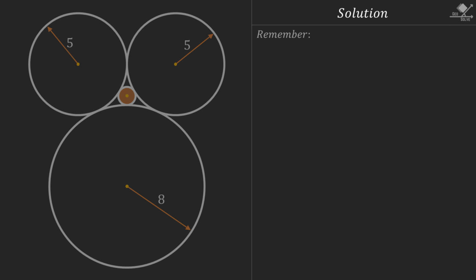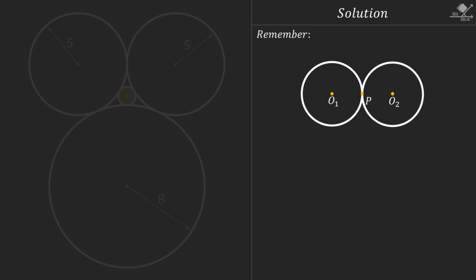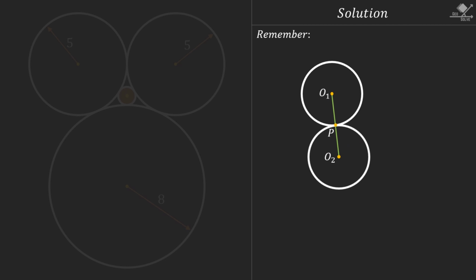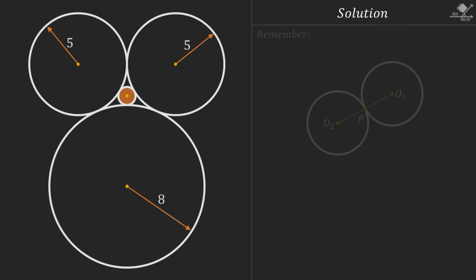First of all, let's remember one fundamental concept about circles. Assume two tangent circles with a tangent point P, and connect the centers with a line segment O1O2. It is important to know that the connecting line segment will always pass through the tangent point P. Keeping this in mind, let's go back to our question.